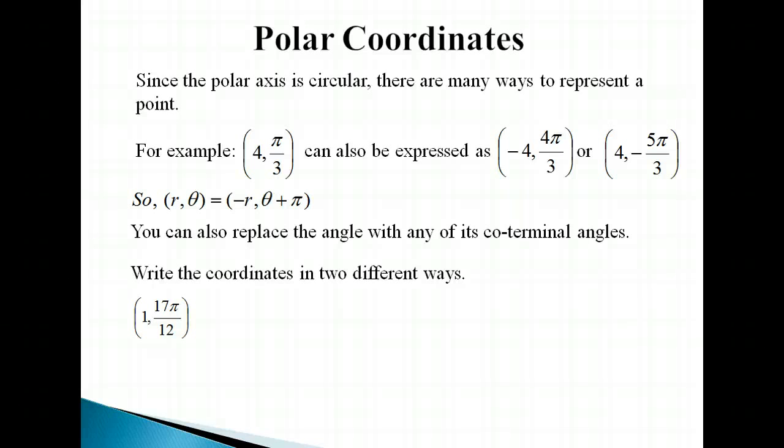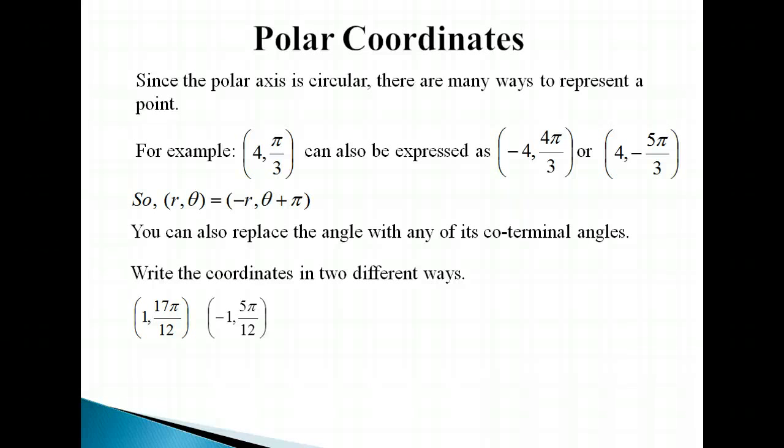Okay, so let's look at this coordinate. We have 1 and 17 pi over 12. So my radius length is 1, my angle measure is 17 pi over 12. So I could take the opposite of the radius length, make it negative, and then add pi or subtract pi even from my angle measure, and I can get another way of expressing the point.